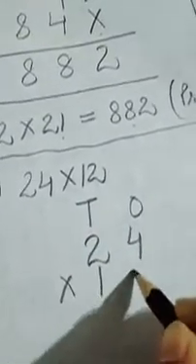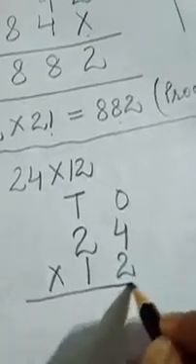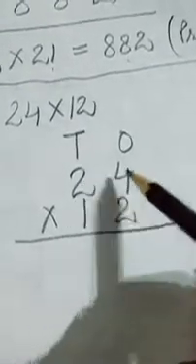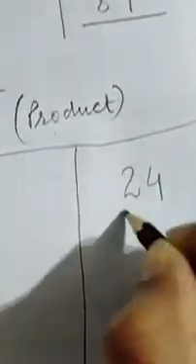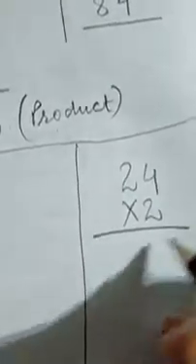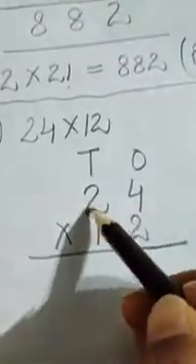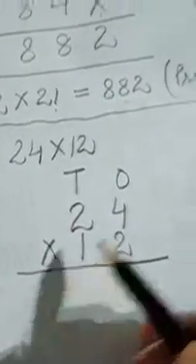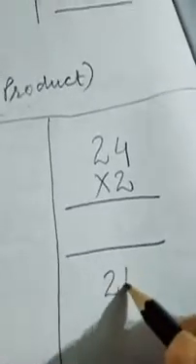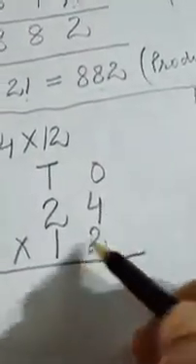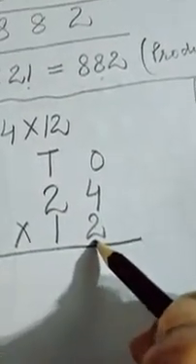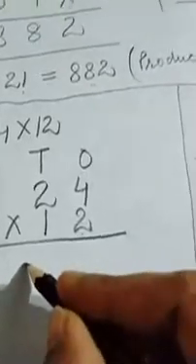Multiplied by 12. Yes, now what will we do? 24 multiplied by 2, then 24 multiplied by 1. See the sequence also. Yes, we will start from the ones place digit of 24. Firstly we will multiply it by 2 and we will write here the product of these.